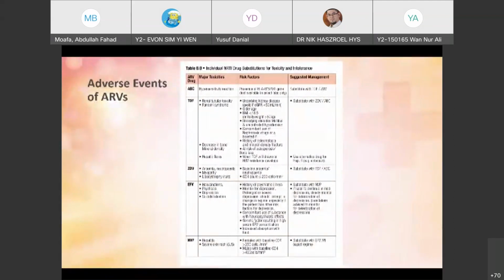And then efavirenz, EFV, can cause hallucinations, psychosis, depression, suicidal ideation. And so the substitute for ARV here is nevirapine. And if the patient is keen to continue with efavirenz in mild depression, we must closely monitor for deterioration of depression. So NVP, nevirapine, can cause hepatitis and severe skin rash, and the risk factors are females with baseline CD4 more than 250 cells per cubic millimeter, and males with baseline CD4 more than 400 cells per cubic millimeter. So nevirapine can be substituted with EFV or any protease inhibitors.